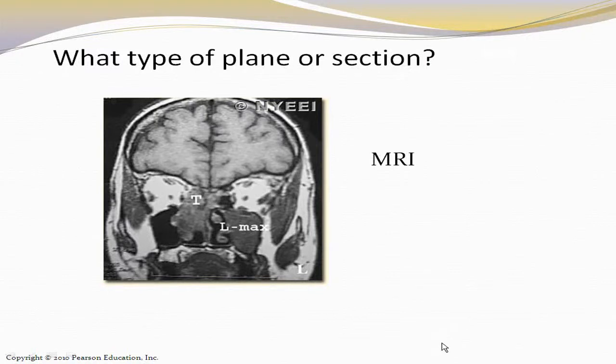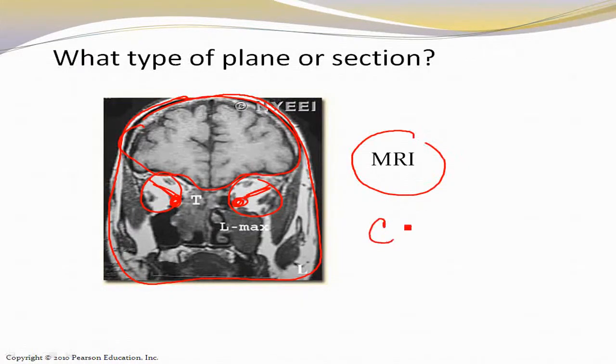Okay, one more over here. What type of plane or section is this? Now, they don't have to go through the entire body, as we just saw with the head, but hopefully you can recognize the shape of a head here, and here are our two eyes right there. Hopefully that looks a little bit like a brain to you. This is an actual MRI image, and obviously that's a coronal or frontal view of the head.